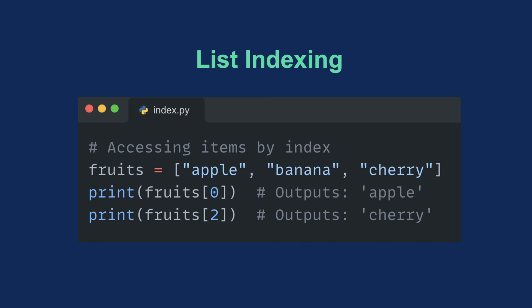Python lists use zero-based indexing, meaning the first item is at index 0, the second item is at index 1, and so on. You can access individual items using their indexes. We can do this by using fruits, then square brackets, and then specify the index. In this example, fruits[0] retrieves the first item since we start with index 0, which is apple, and fruits[2] will retrieve the third item, cherry.